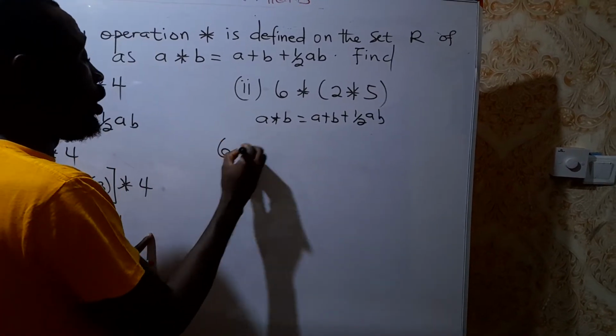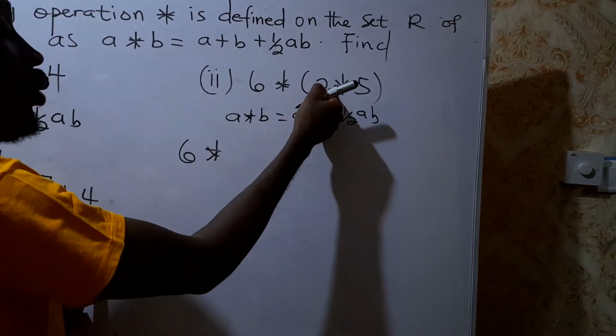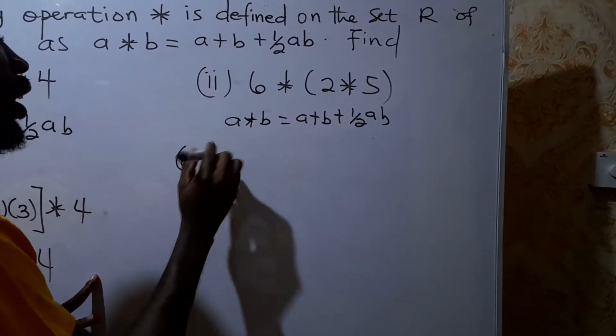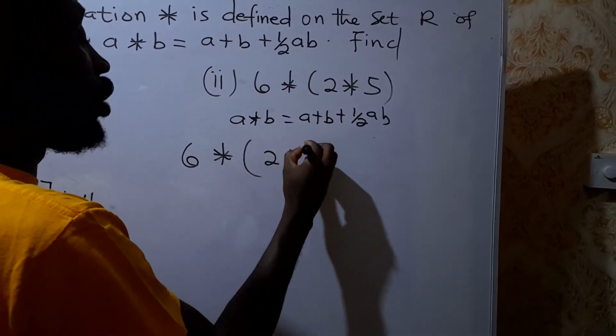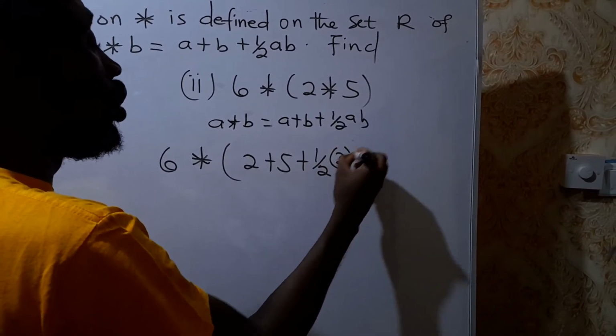Then we can say 6 star. Now we deal with what is in the bracket. That means any place we see A, we substitute 2. Any place we see B, we substitute 5. So we can have 6 star bracket open 2 plus 5 plus half 2 times 5.